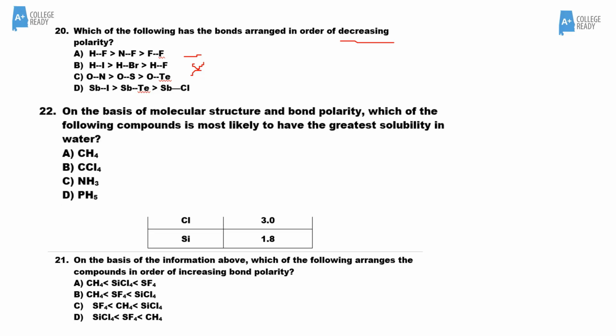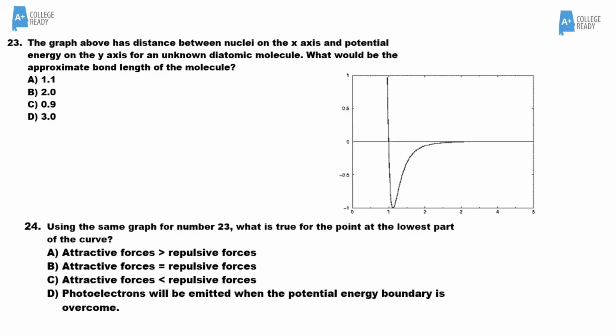And number 22, which one is going to have the greatest solubility? That's another way of saying which one is the most polar. Water is a polar solvent, so it will want to dissolve polar things. CH4 is nonpolar, CCl4 is nonpolar, and NH3 we've already established is polar because it's trigonal pyramidal, and so that would be the answer. Number 23 and 24 have to do with this graph.